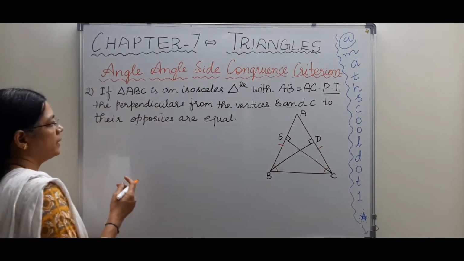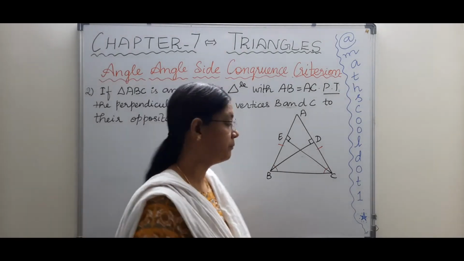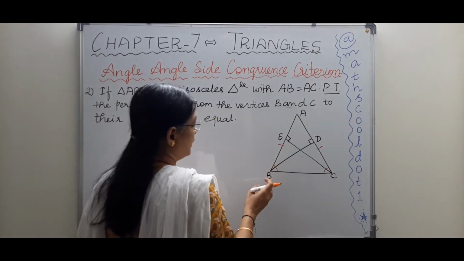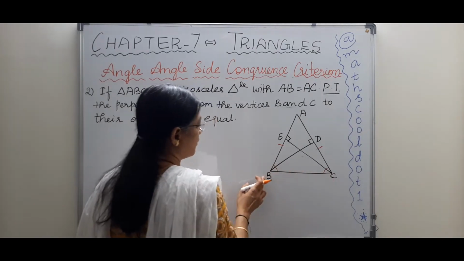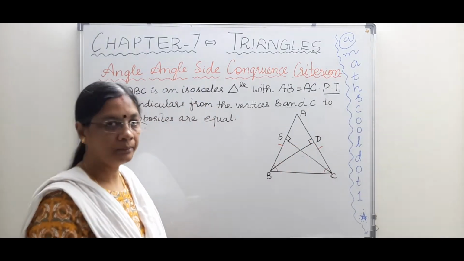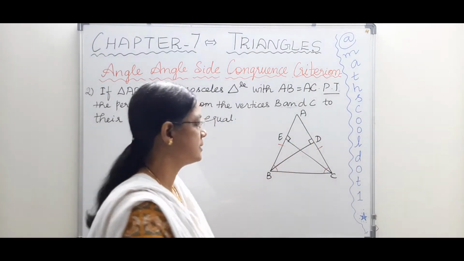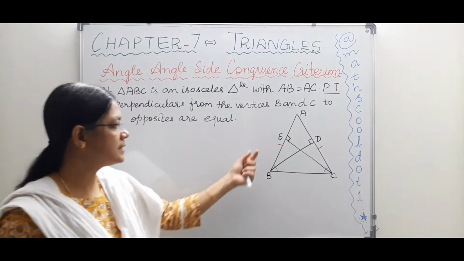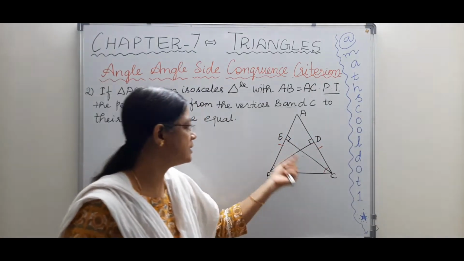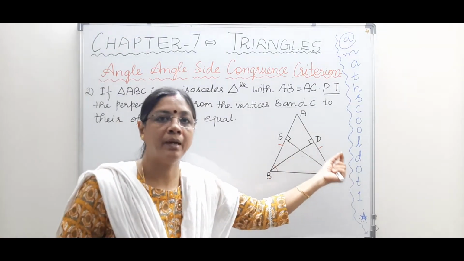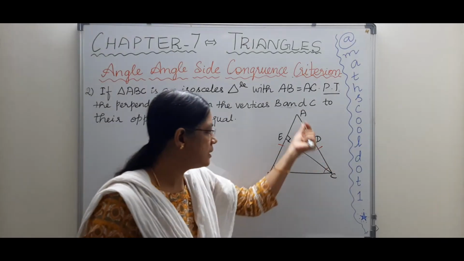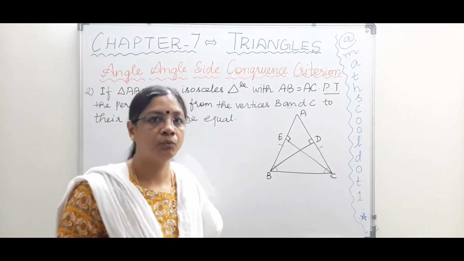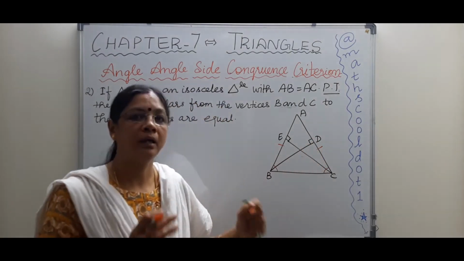So prove that the perpendiculars from the vertices B and C. See, from B we have drawn a perpendicular to the opposite side, and from C we have drawn a perpendicular to the opposite side, and it meets D and E respectively. Okay, so these are perpendicular, which means they meet the side at right angle. So BD is perpendicular to AC and CE is perpendicular to AB. Now what we are going to prove is the perpendiculars are equal.